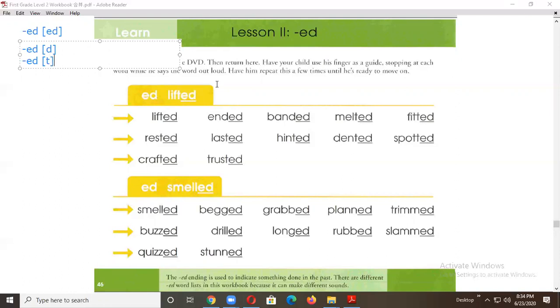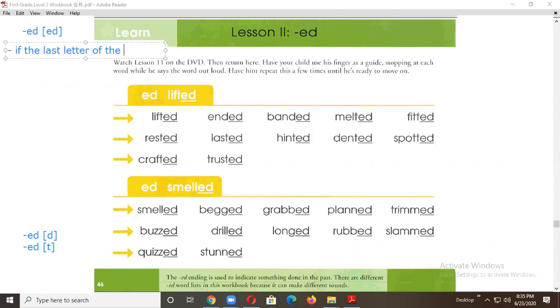How do you know if a word with ed is pronounced as ed at the end? Now, there are just two things that you have to remember. It's very easy, guys. Take note of this one. It has the sound ed if the last letter of the base word, the root word, the main word, is T or D. Simple, right? It only has the ed sound if the base word ends with either T or D.